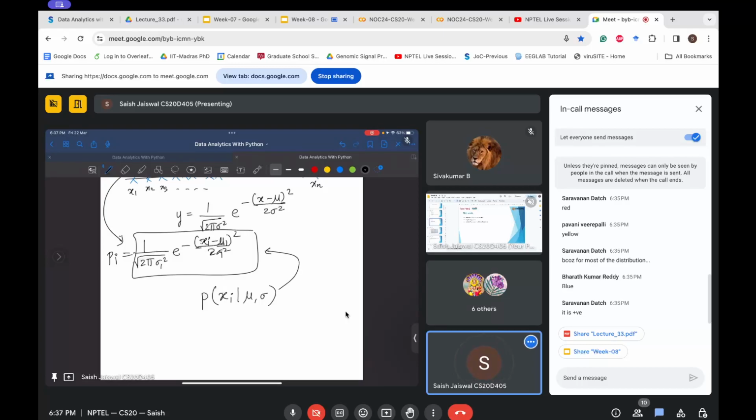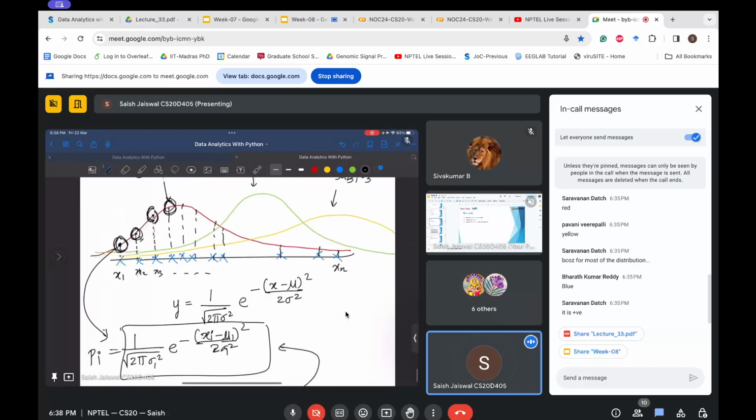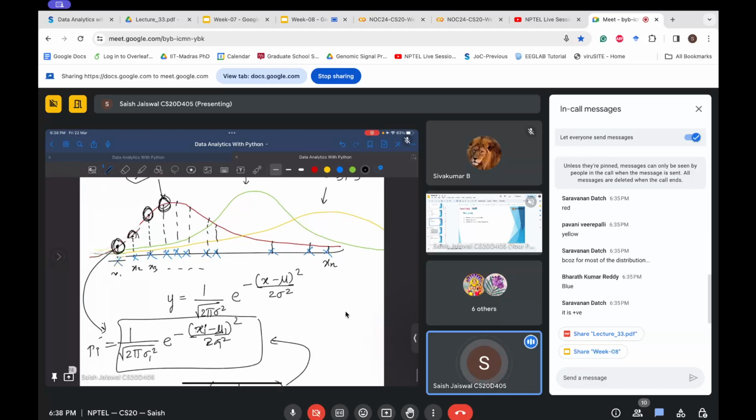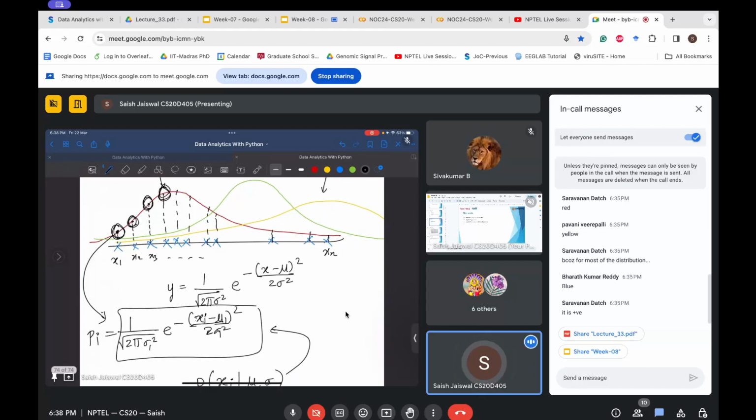Okay. So to maximize, I want to find a distribution that maximizes the likelihood of each of the data points. That distribution will be the best distribution that can fit my data. So in this case, you can see that it is the red curve which will have higher likelihood values for the given data points.